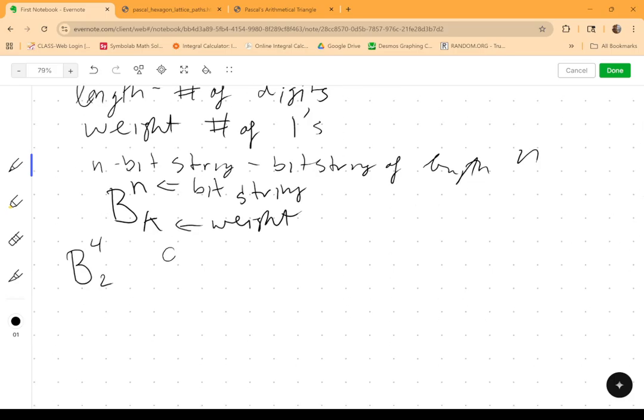Let's list all of them out. 0101, and so on. So there are 6. Actually, I know that there are 6 of them, and I'll explain why I know this in a second. Now, this might seem like we're really far away from this idea of a Pascal's triangle.